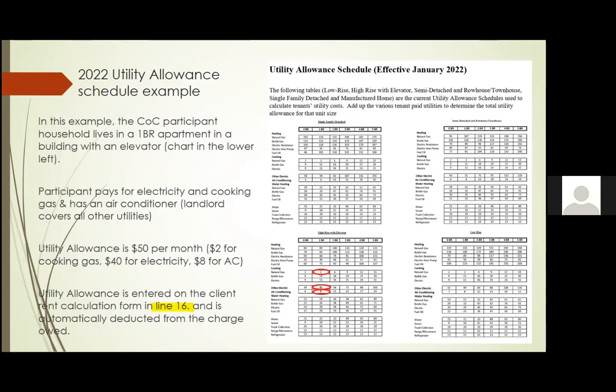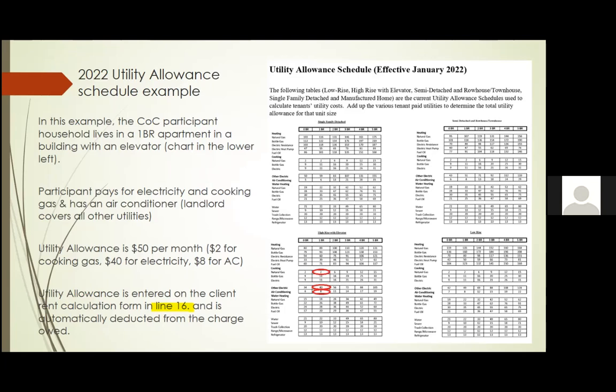In this example, the COC participant household lives in a one-bedroom apartment in a building with an elevator. So we use the table in the lower left-hand corner. The landlord covers heat, hot water, and other utilities, but the participant pays for electricity and cooking gas and has an air conditioner. Therefore, the red circles indicate that the utility allowance totals to $50: $2 for cooking gas, $40 for electricity, $8 for air conditioner.